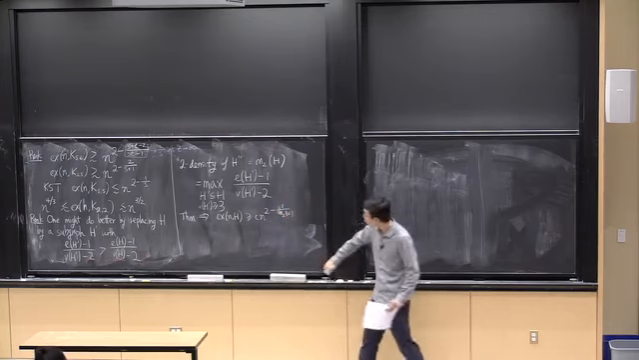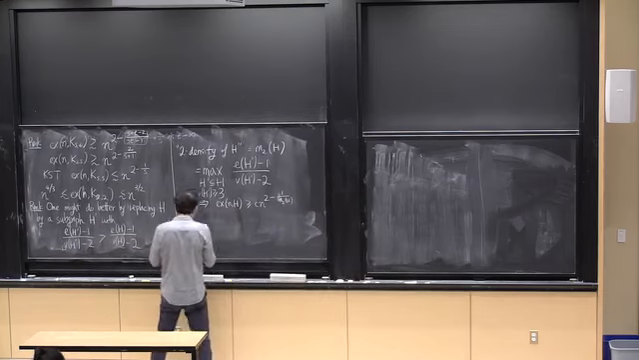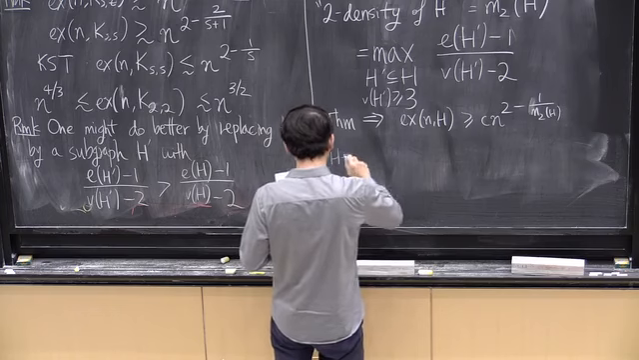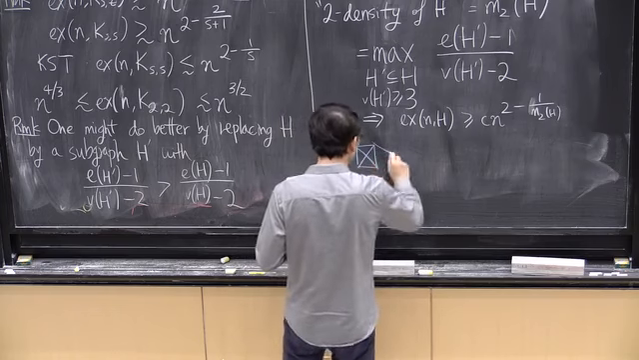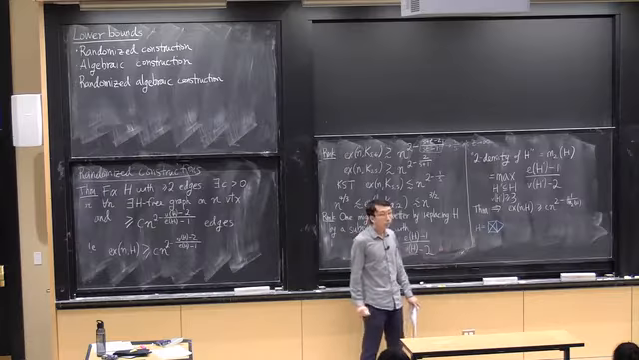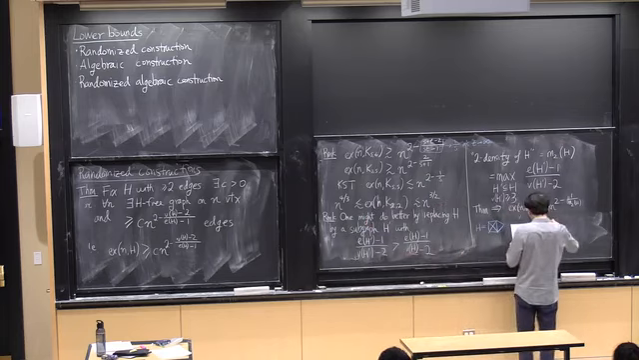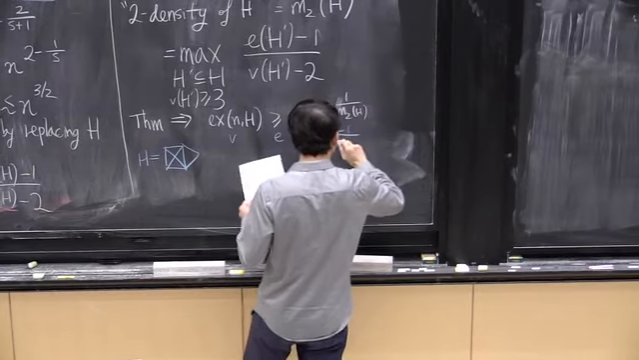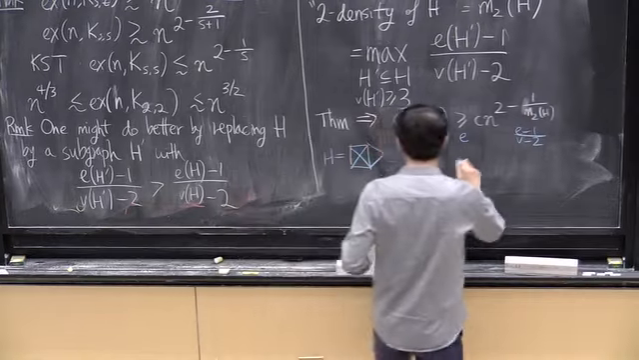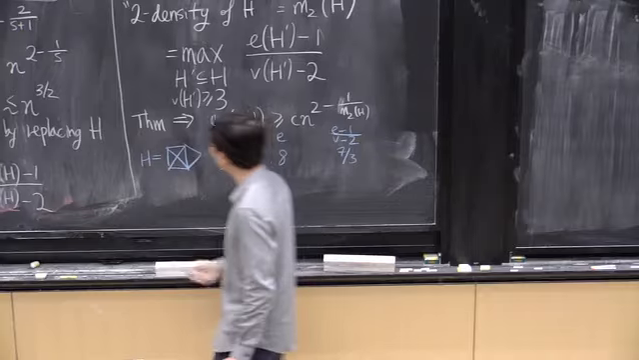So let me give you a concrete example. Suppose my H is this graph here. You can run the calculation and find what these numbers are. The number of vertices, edges, and this ratio here are 5 vertices, 8 edges, and 7/3.